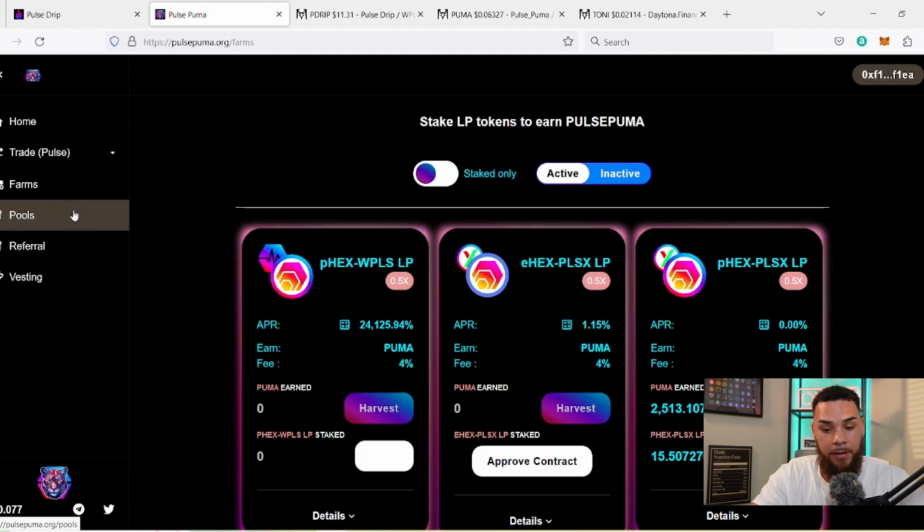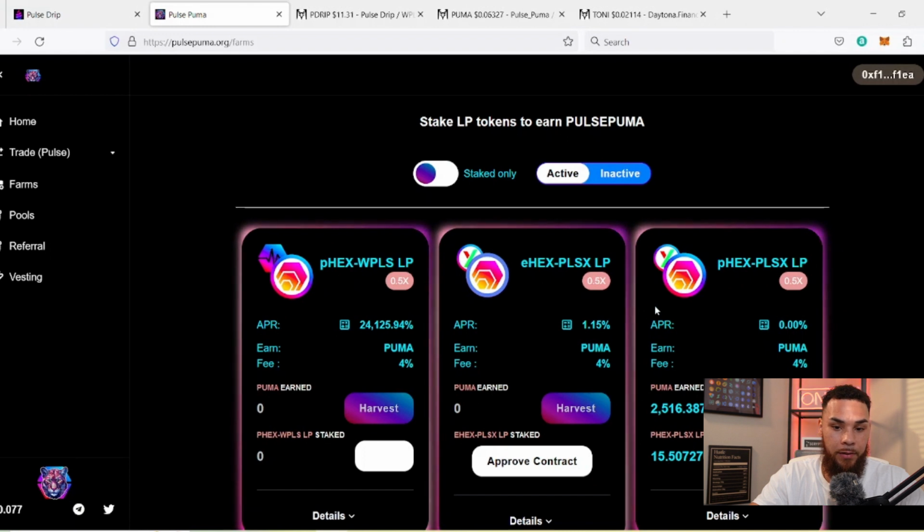The APRs on this are super degen right now. I know it's not showing what mine is, but it definitely has to be above 36.5K, which would get me 100% every single day, just based off of the Puma that I've earned so far and based off what I have initially staked, which is right over $1,000. So doing really well so far. I'll continue to keep you guys updated on this.